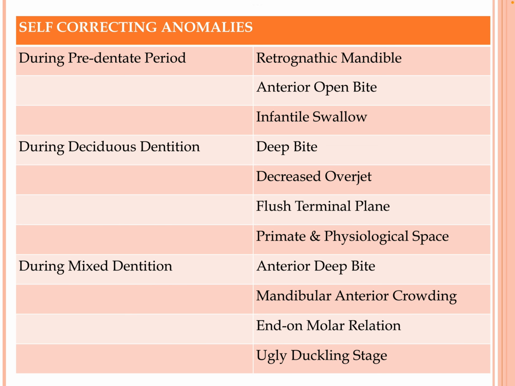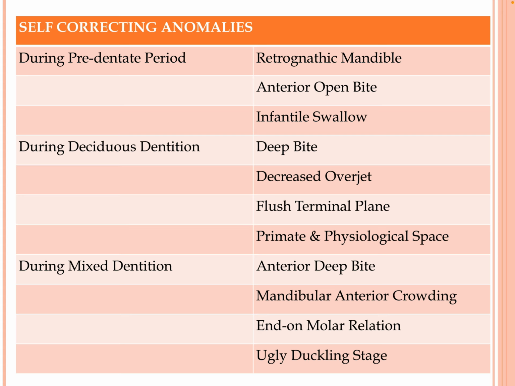Coming to self-correcting anomalies, otherwise known as transient malocclusion. These are certain malocclusions which are seen during a specific time period and will be corrected by themselves without any intervention. This can be divided into 3 stages: during the predentate period, during the deciduous dentition, and during the mixed dentition. During the predentate period, the self-correcting anomalies seen are retrognathic mandible, anterior open bite, and infantile swallow.